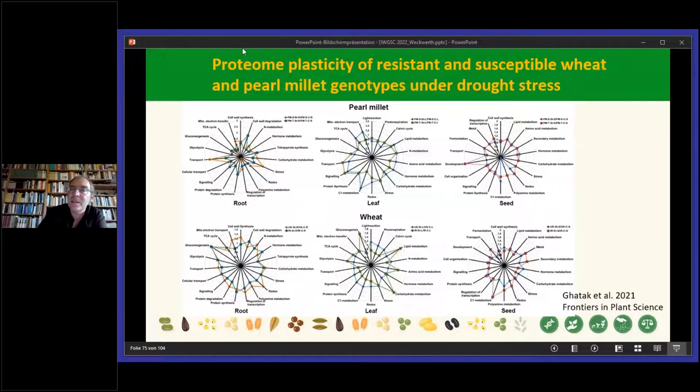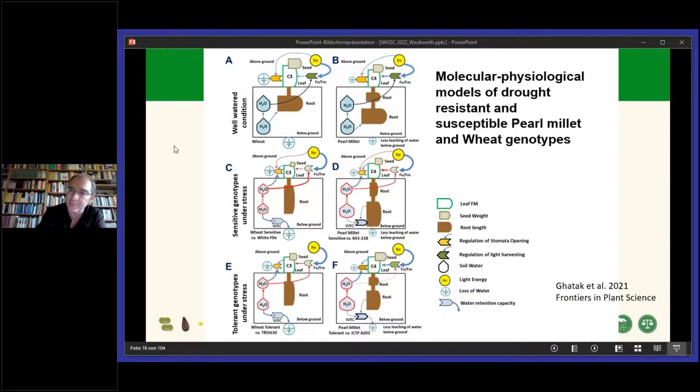In the first instance, we measured root, leaf, and seed samples. We measured thousands of proteins, I think altogether 12,000 proteins. And the first thing you see is that there are dramatic differences between the genotypes. There were tolerant genotypes and susceptible genotypes. And in all these different categories you see here, you have really dramatic differences, especially once you put them under drought stress. And we also measured physiological data.